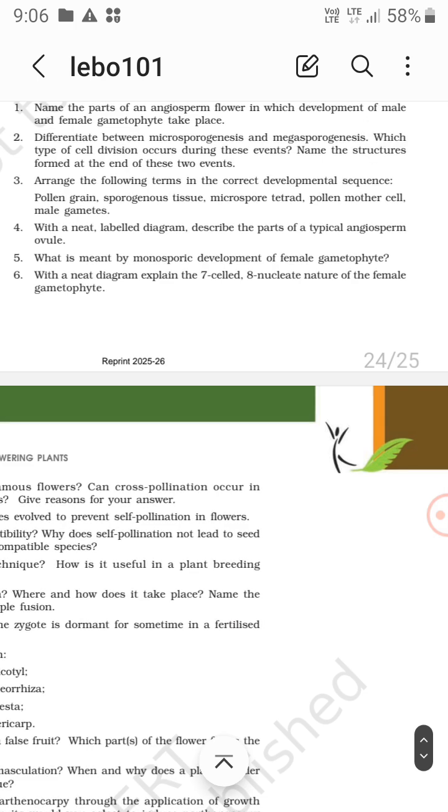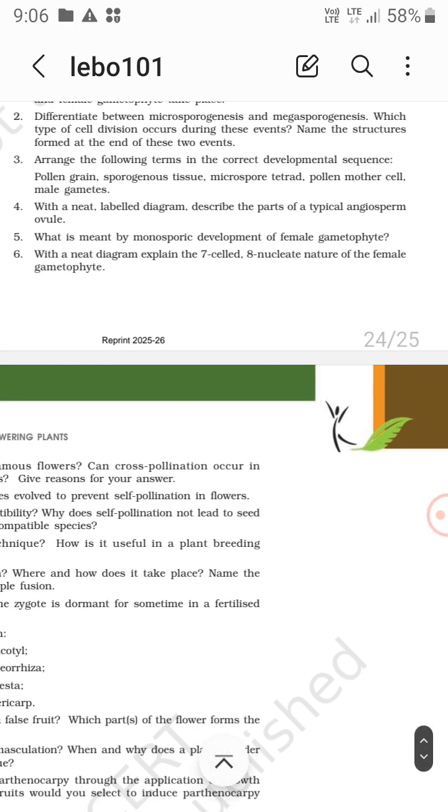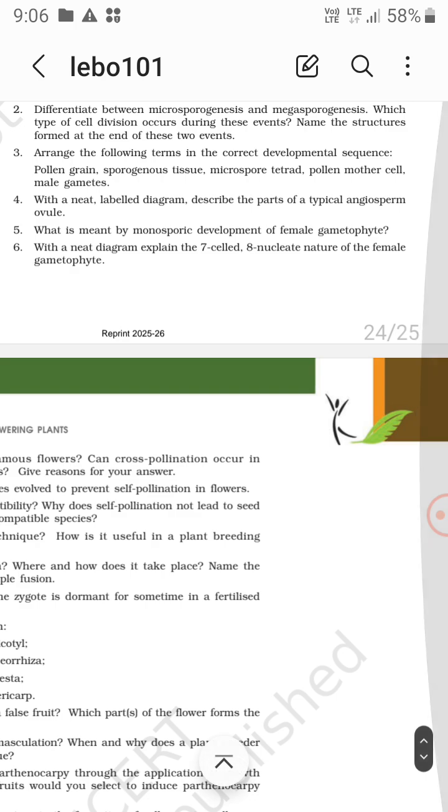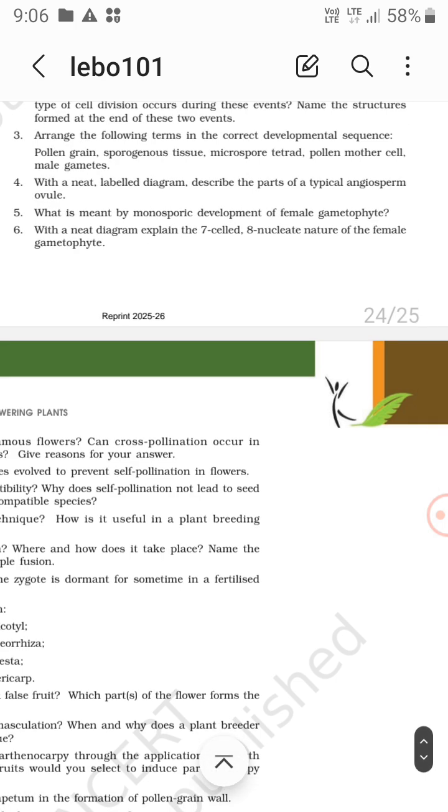What is meant by monosporic development of female gametophyte? It is because it is developed from only a single megaspore, right?